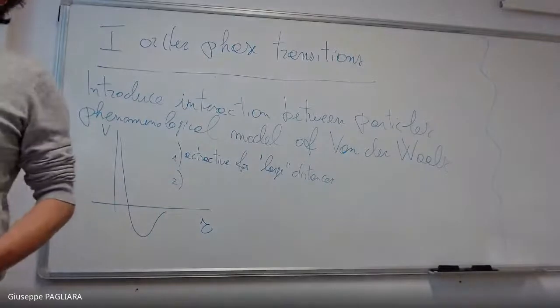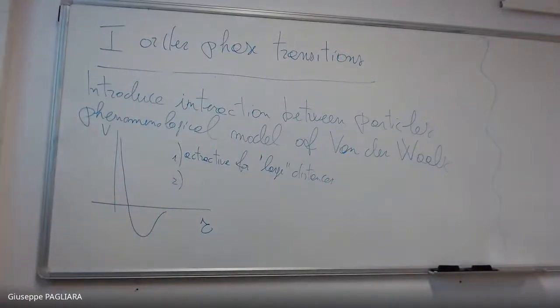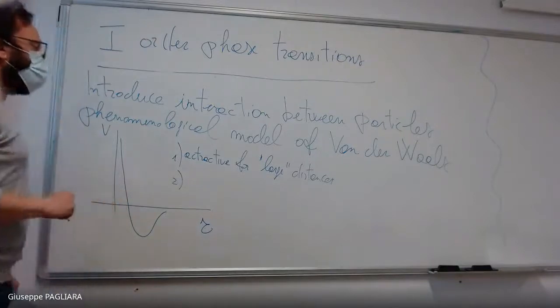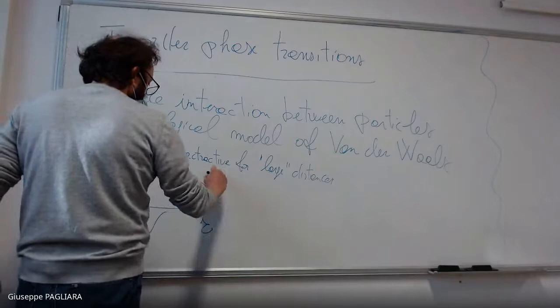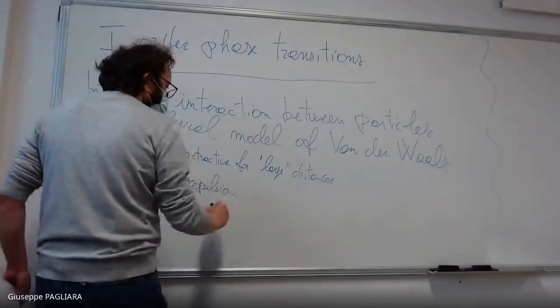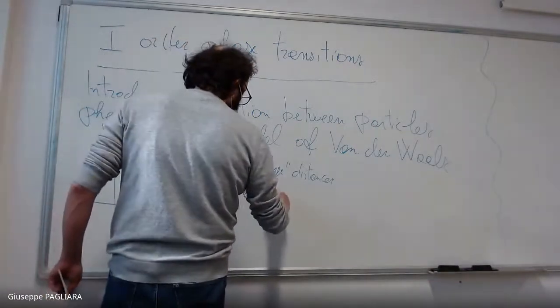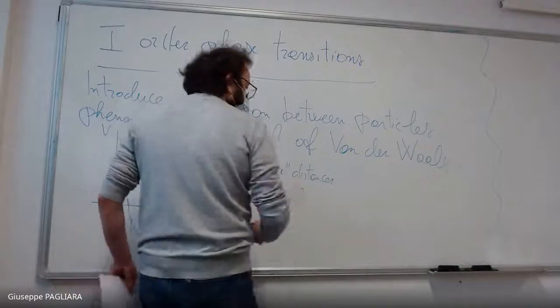So it could be, for instance, the electric polarization of molecules. If you have dipolar molecules, the dipoles orient in such a way to have attraction, and typically they have repulsion instead. Repulsion at small distances.